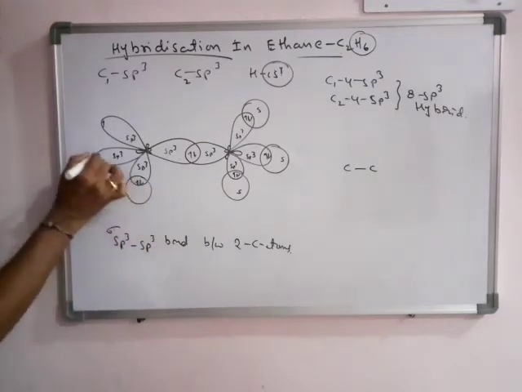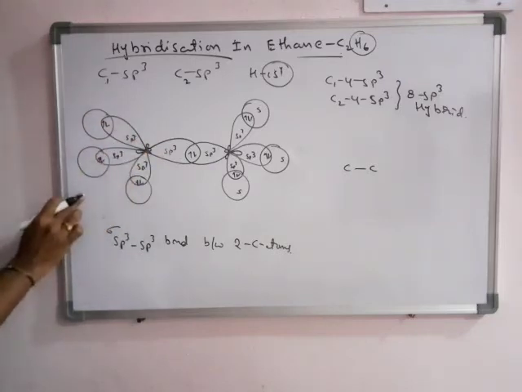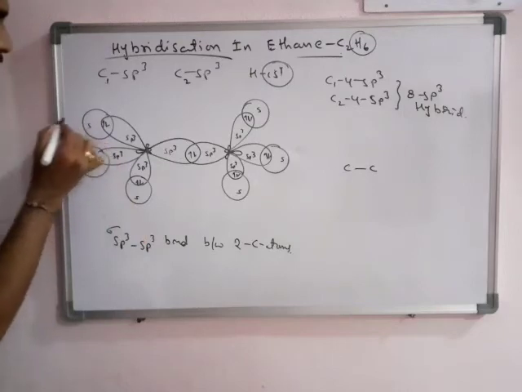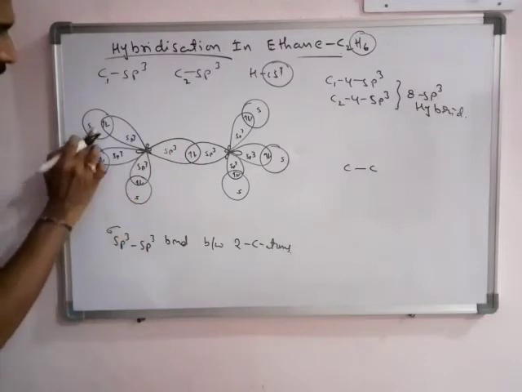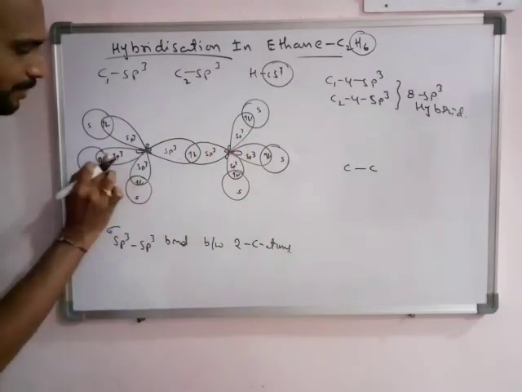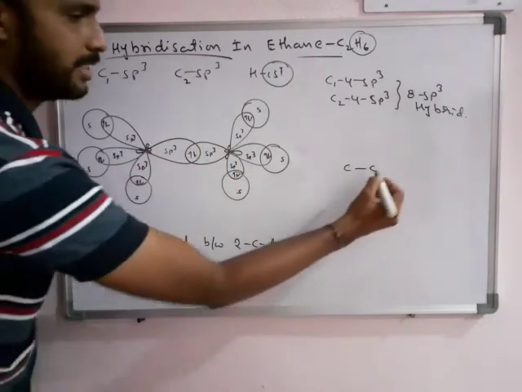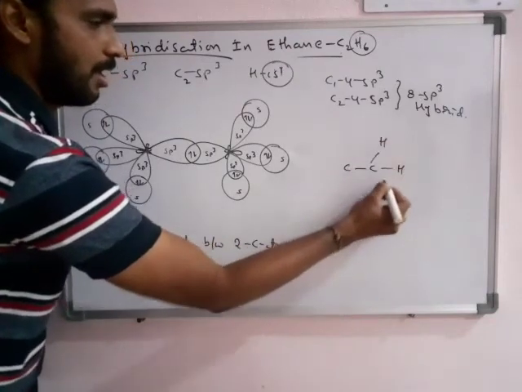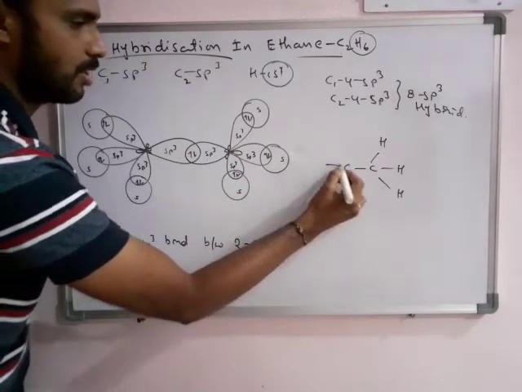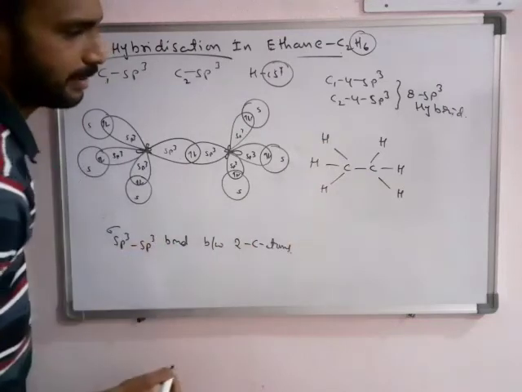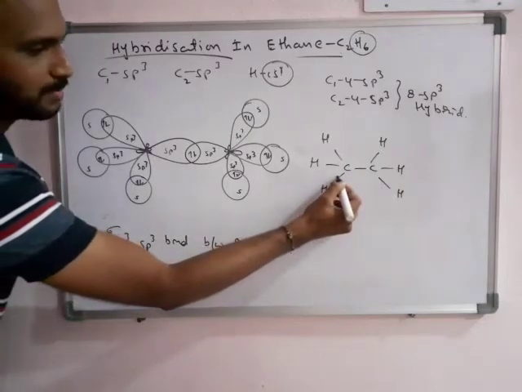And the remaining 3 hydrogens bond with the 3 sp3 hybrid orbitals of the other carbon atom. So these are the s orbitals of hydrogens. Totally, how many hydrogens are there? 6 hydrogens. The 6 hydrogen s orbitals overlap with the total of 6 sp3 hybrid orbitals, which means there is a formation of sigma bonds between carbon and hydrogen. This carbon has 3 linked with 3, and this carbon is also linked with the remaining 3 hydrogens.